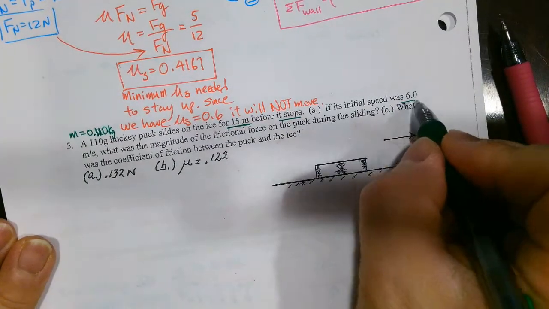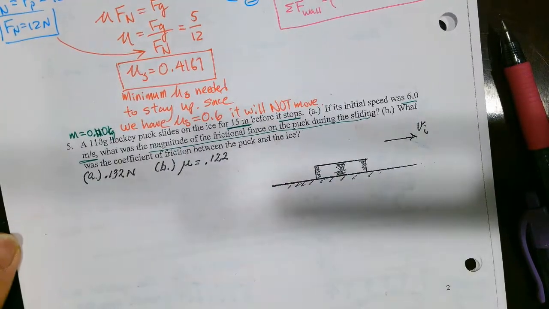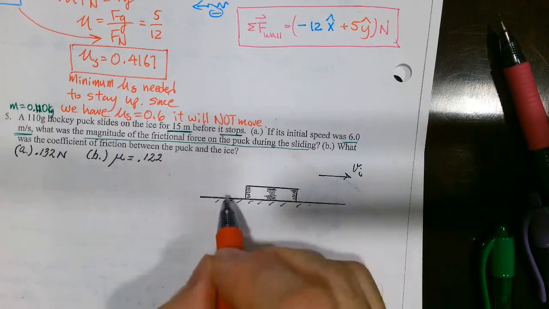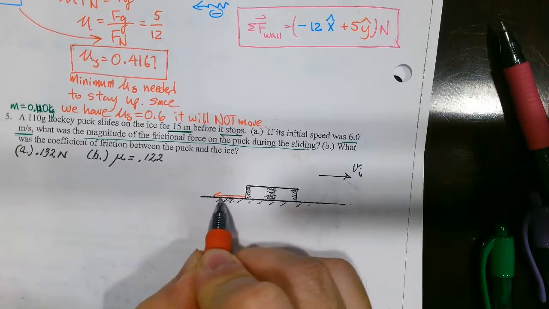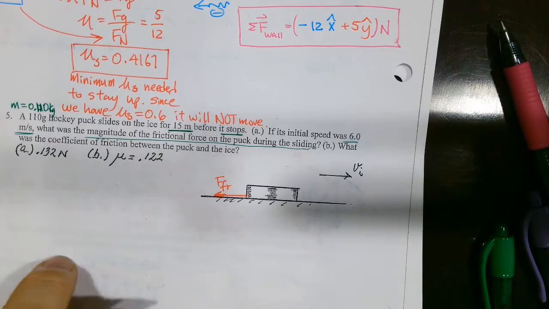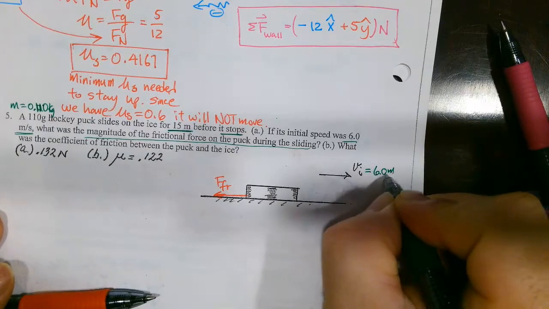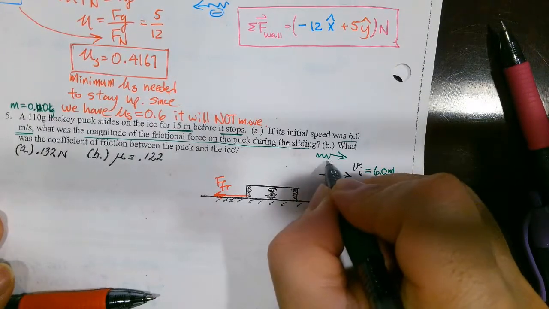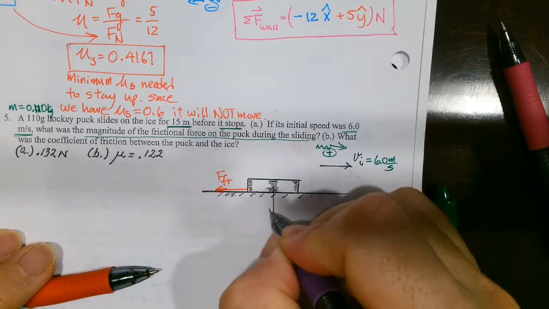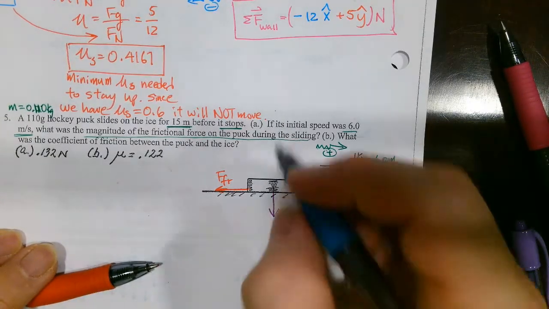If the initial speed was 6 meters per second, what was the magnitude of the frictional force on the puck during the slide? So what's slowing this thing down? Well, the friction is. The friction is going to slow this thing down, going in the opposite direction of motion. This is the initial velocity, which is 6 meters per second, and this will be the positive direction. Then, of course, we have Fg, and we also have F normal going in the opposite direction.